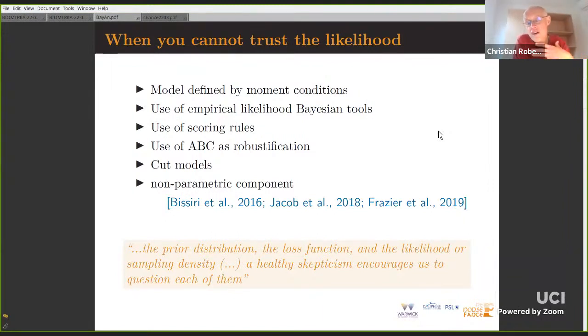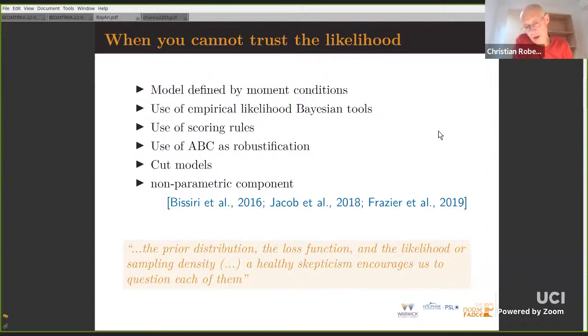And then, obviously, from my own interest, I connected entirely with the ABC approach as a form of robustification, which in its most rudimentary presentation is replacing the data with a ball around the observed summary statistics. So, the statistics that is almost never sufficient.